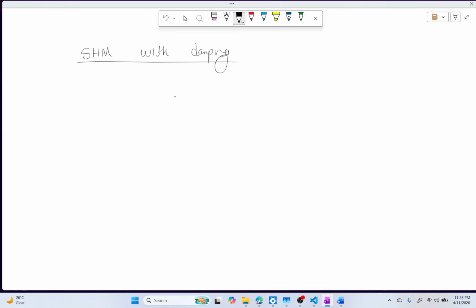Obviously you have applied a force here, let's say a spring, and there is some damping here. Mass is m, spring constant k, damping is d, let's say c. In my code I have written it as c, but that's not a problem.